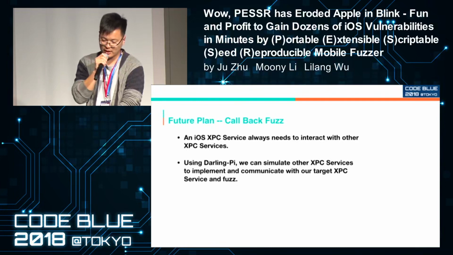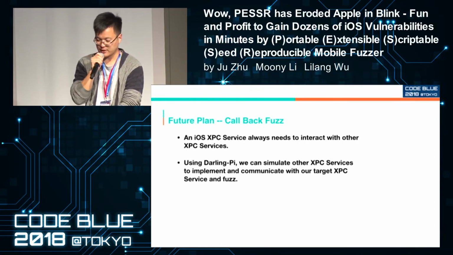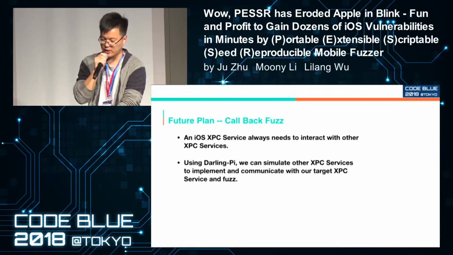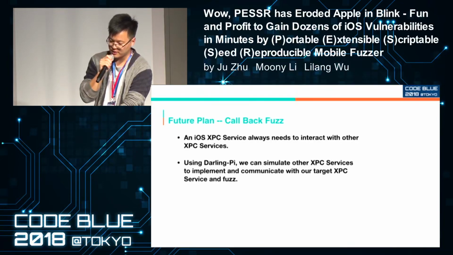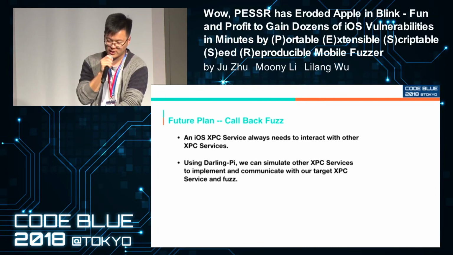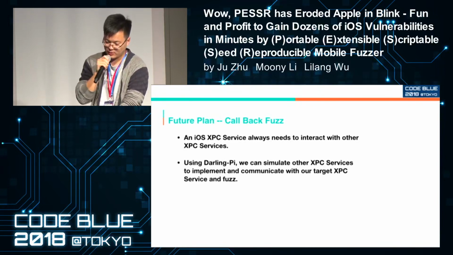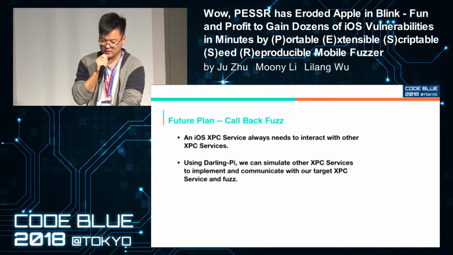We have mentioned Darling before. In practice, an OS XPC service always needs to interact with other XPC services. So we can simulate other XPC services with Darling to implement communication with the target XPC service, and fuzz them based on the simulation we mentioned before.